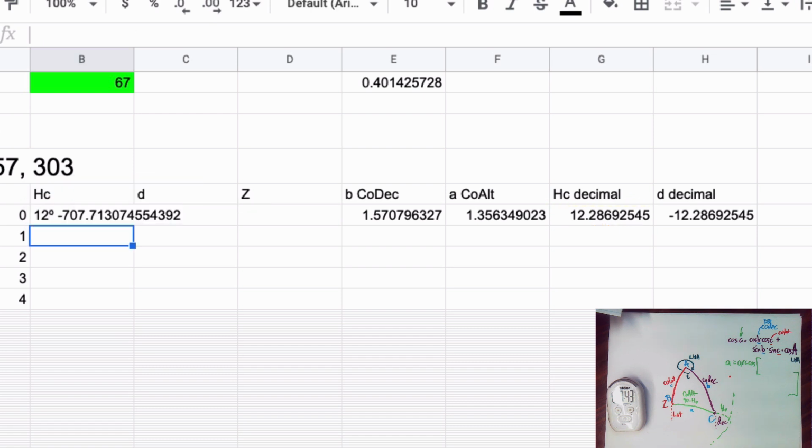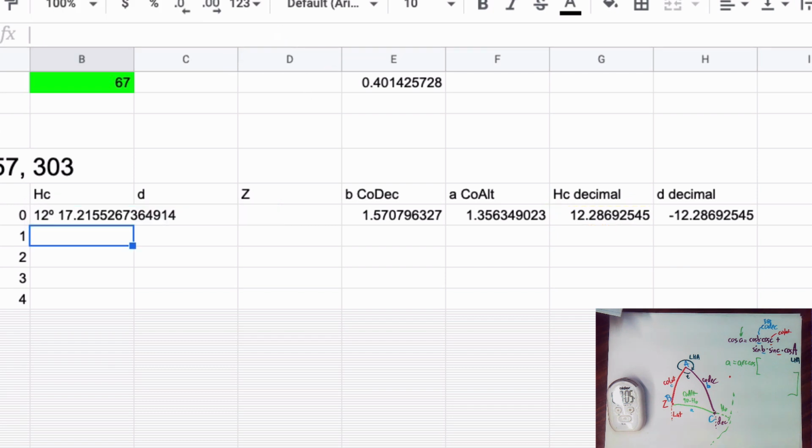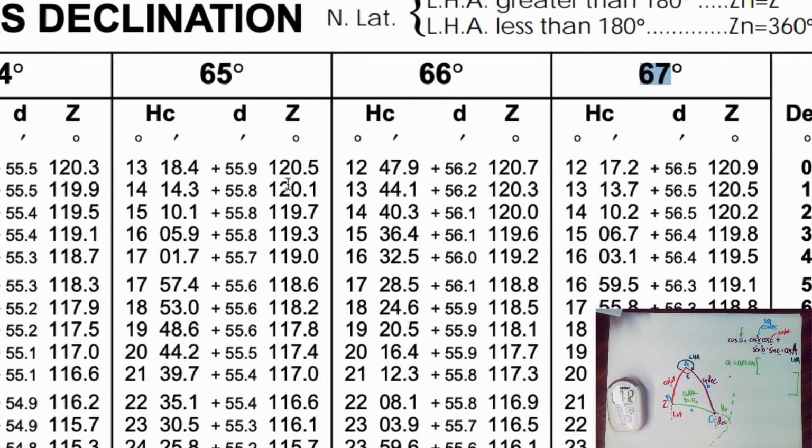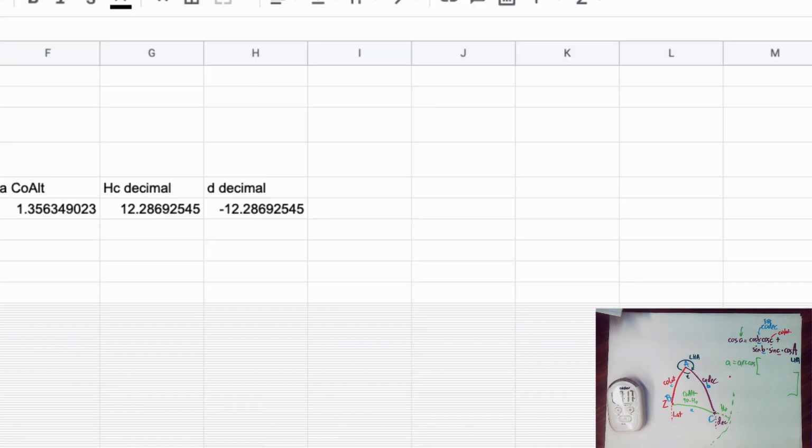All right. Now let's just take a look at what that looks like, and something went horribly wrong. Did I do G8 minus trunc G8? I forgot to put this in parentheses. So G8 minus trunc G8, that calculation has to happen before we multiply by 60. And so now we get 12 degrees and then 17.2 minutes. All right, and again, let's compare this to our table. 12 degrees, 17.2 minutes. All right, we are cooking with gas.